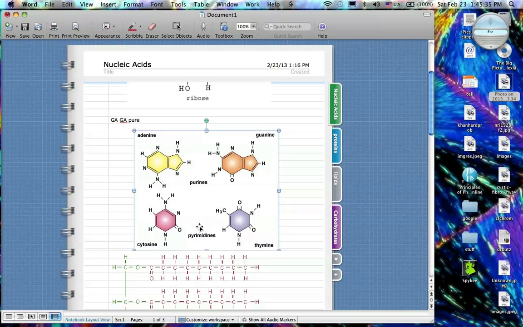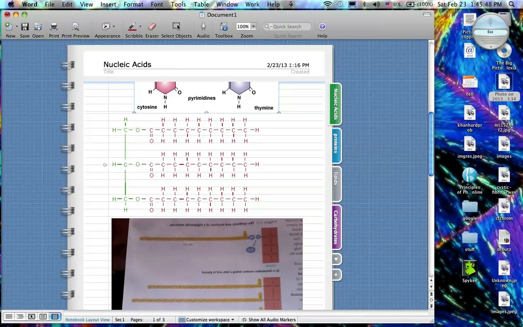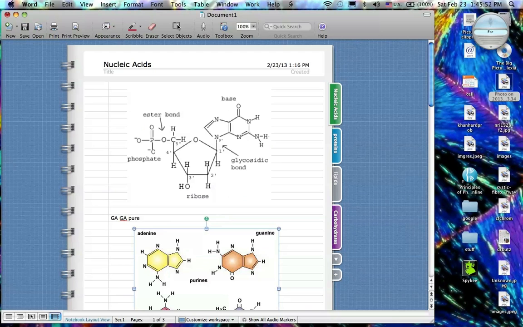And then you have your pyrimidines, which are just pyrimidines, and they have single rings here and here.